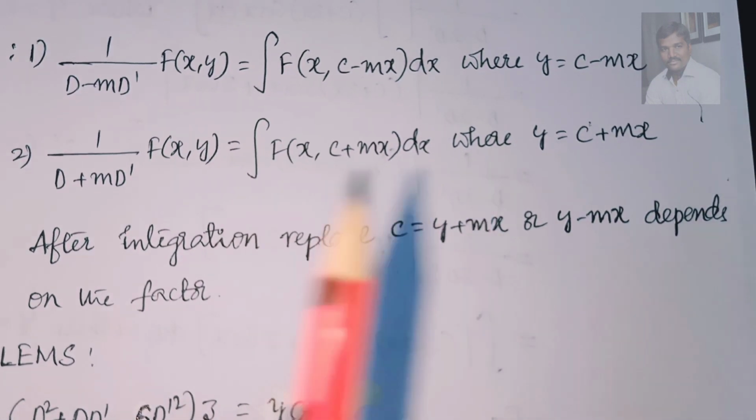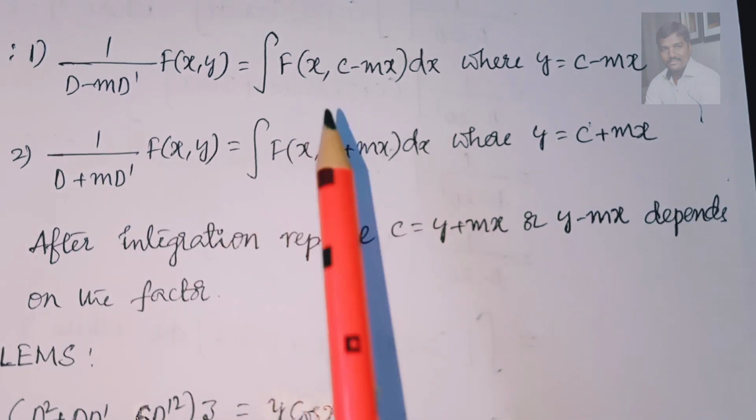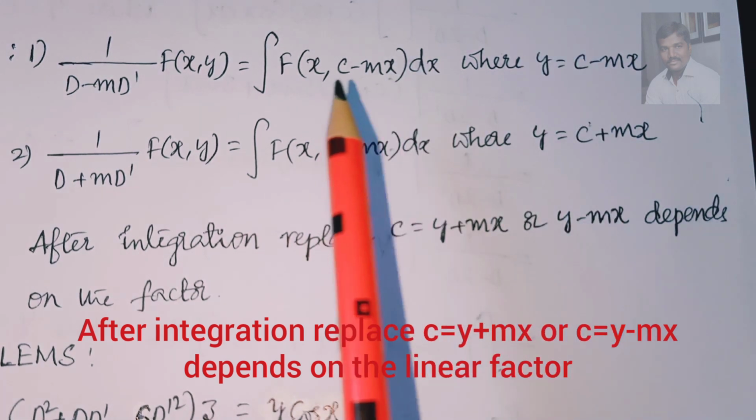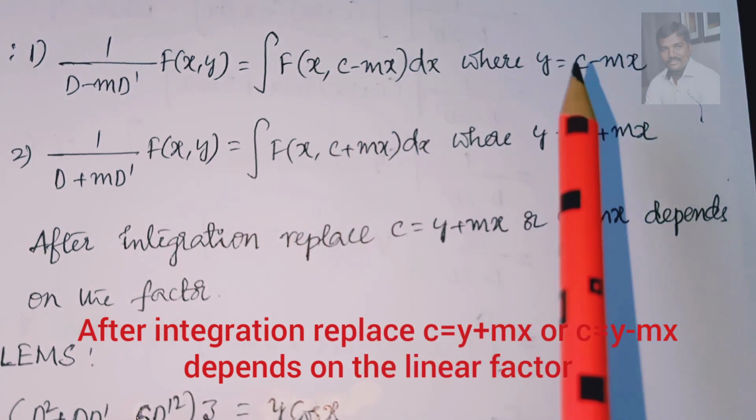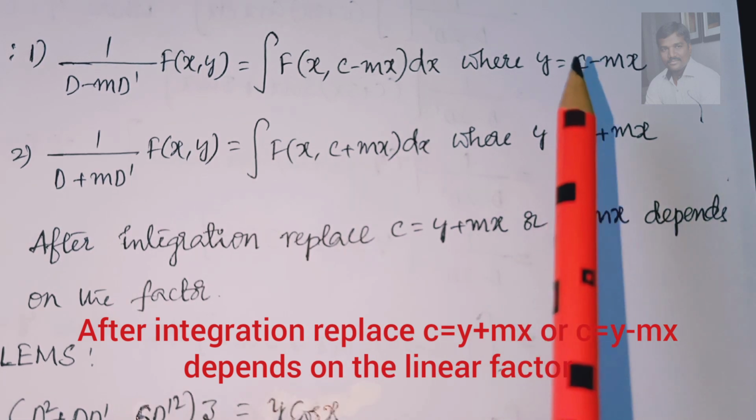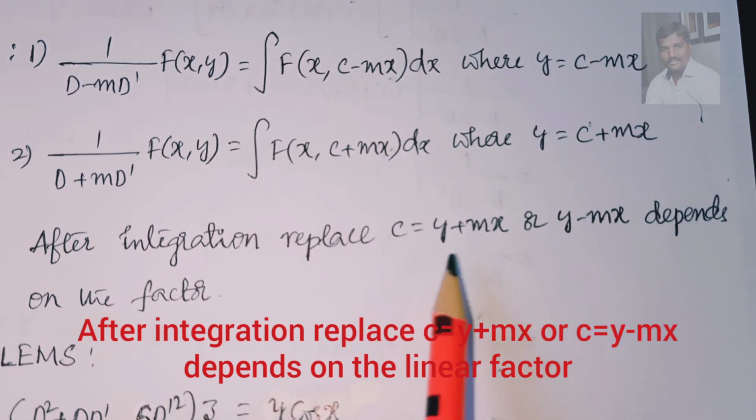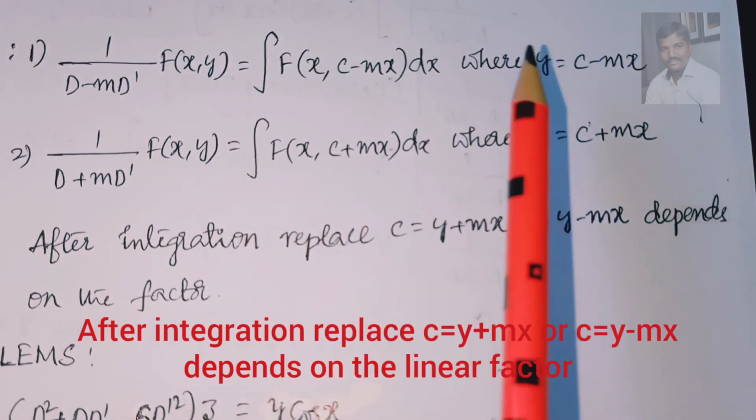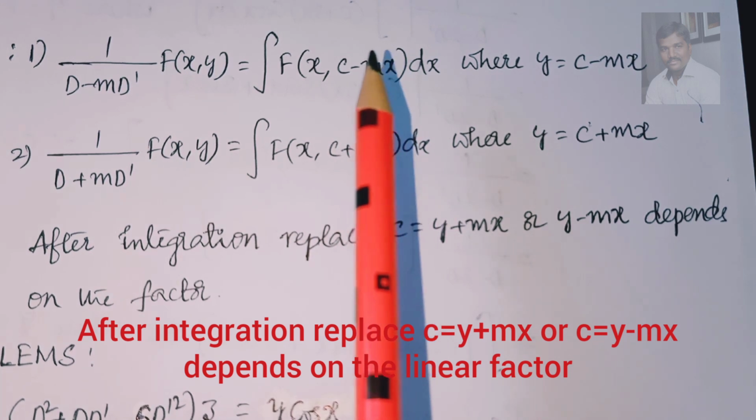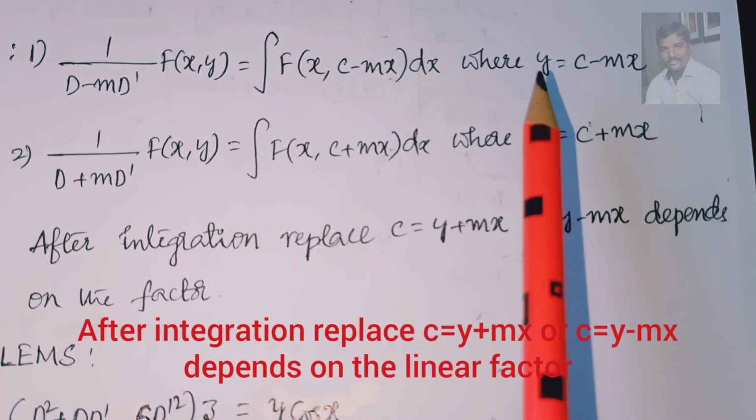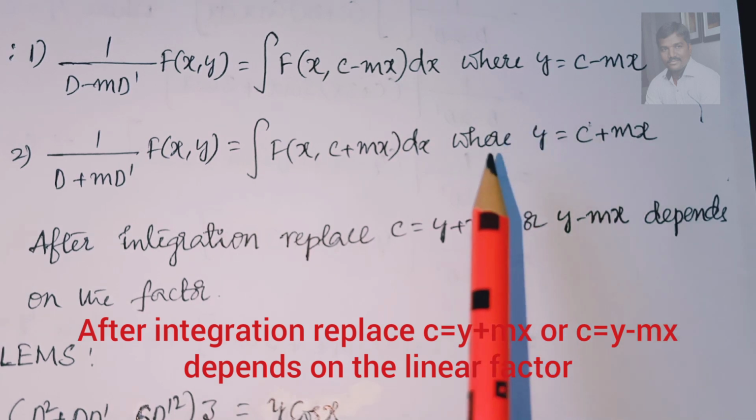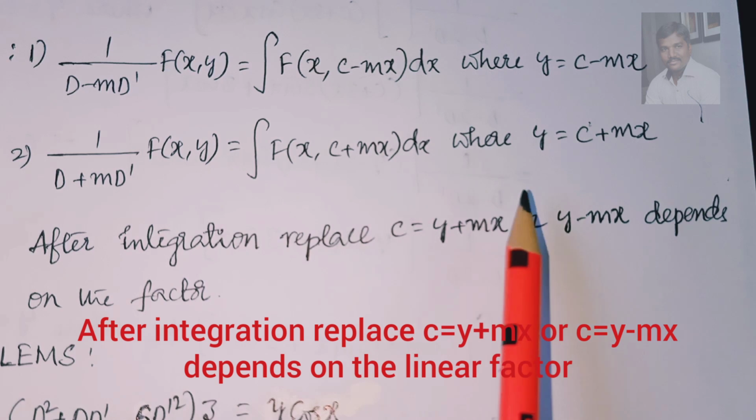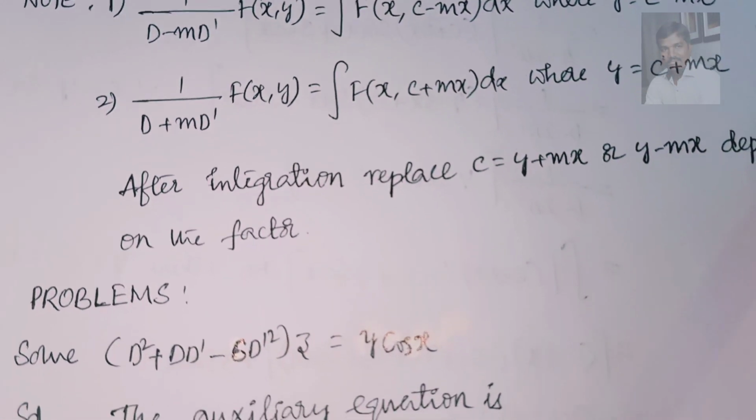Now what do we have to do in the next procedure? We have to do the integration and solve. After solving that, you will get a function in terms of c and x. Again we have to replace c with what we know c to be, y plus mx. After integration we get a function in terms of c and x, and again we replace c with y plus mx, and we do the same in this procedure. That is exactly what you have to do. Now take a look at the problem here.